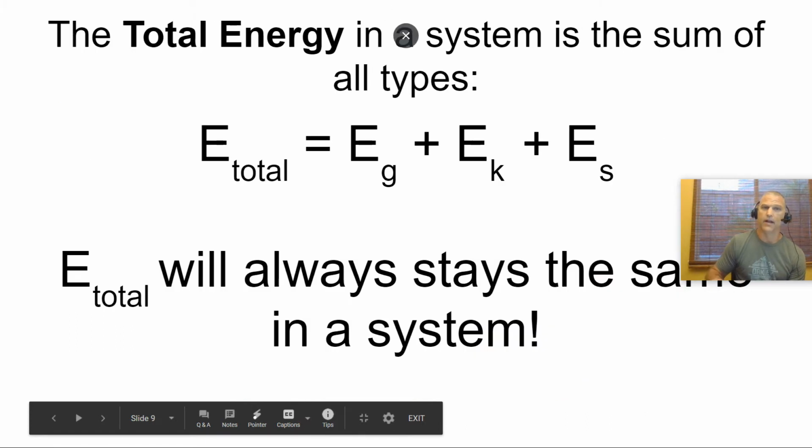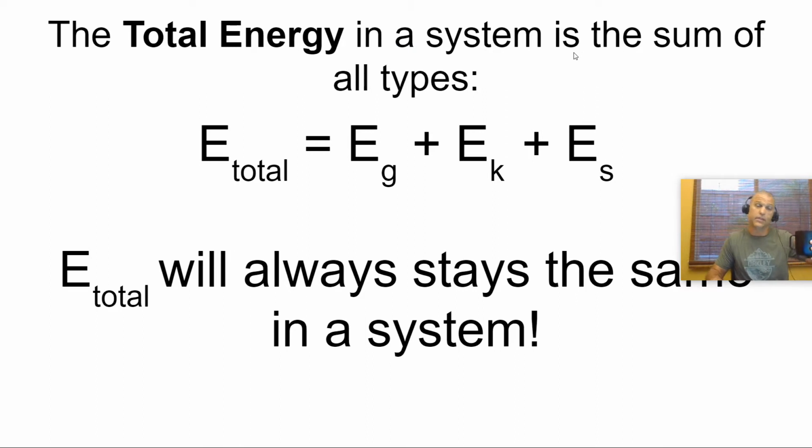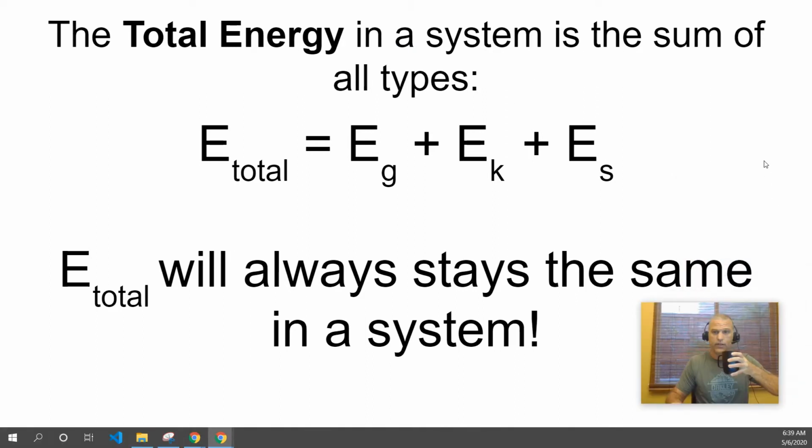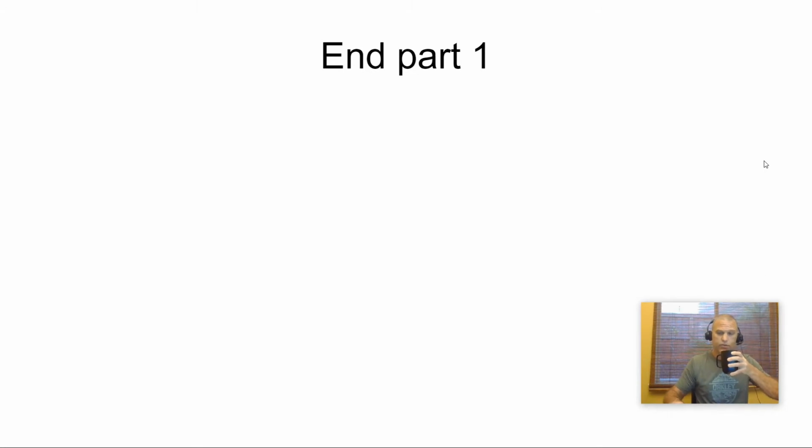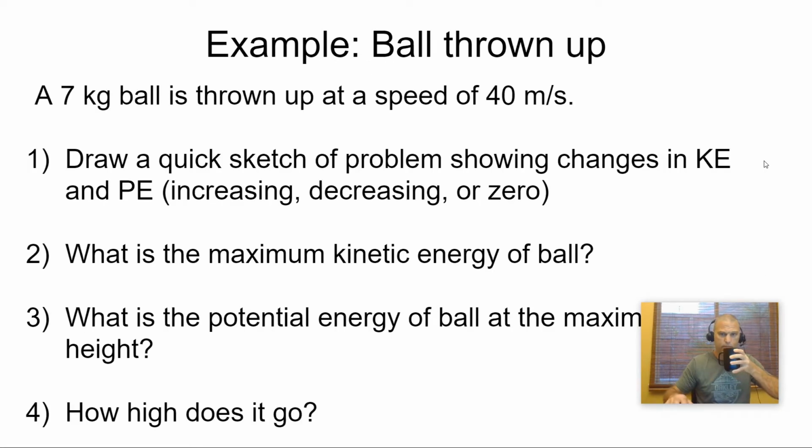And I think, again, the big idea is that the total energy of a system is always the sum of all the types. And that total energy for the system always stays the same. So that's our intro. I have one example that we can kind of do.